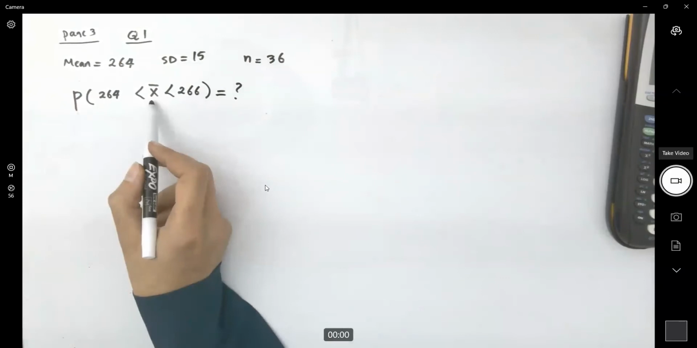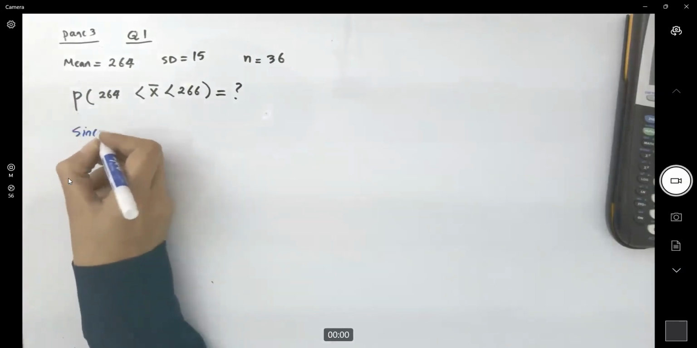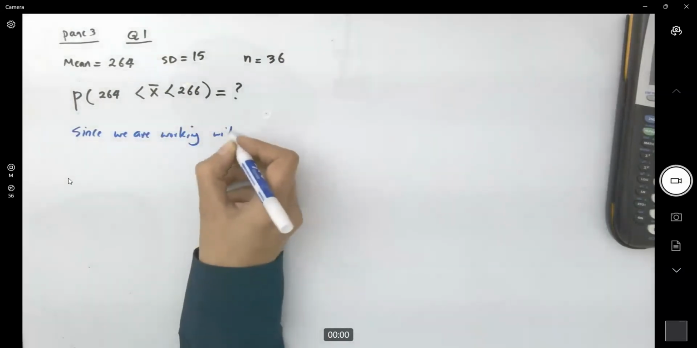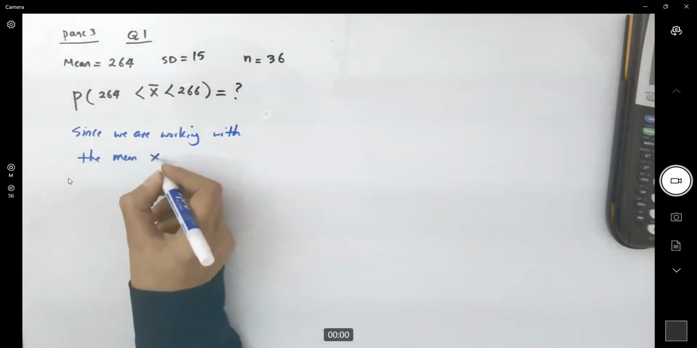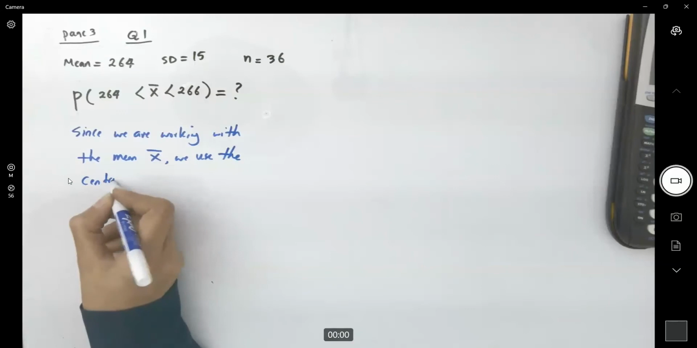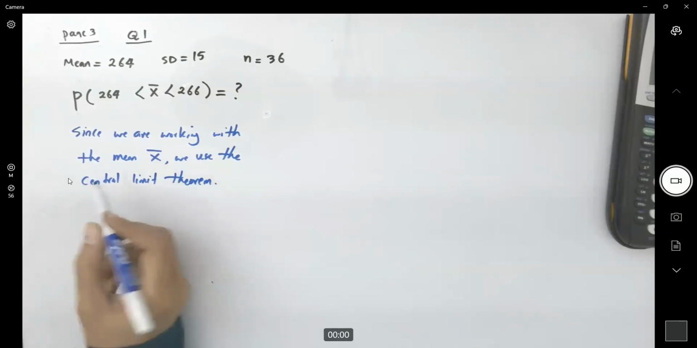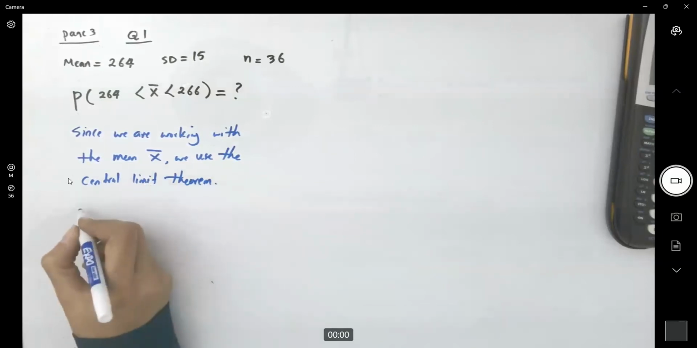First of all, since you're dealing with X bar, it means that you need to use the central limit theorem. Since you are working with the mean X bar, we use the central limit theorem. The requirement for the central limit theorem is met. Why is that? Because it says the lengths of pregnancies are normally distributed.